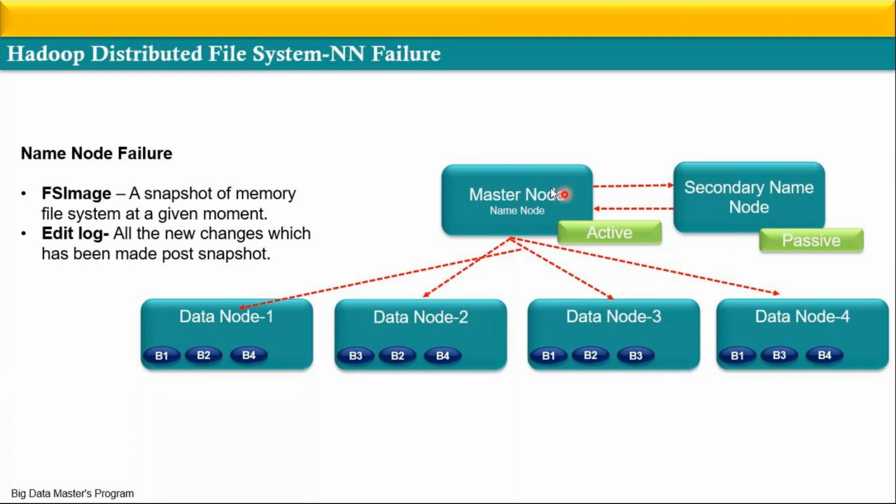If this particular node is down, then it is going to take the responsibility as a master node, and then it is going to respond and provide the services to the entire cluster. But how is this secondary name node going to take the responsibility of master node? That is based upon two files. We have two files, fs image and edit log. Based upon these two files, the secondary name node is going to take the responsibility.